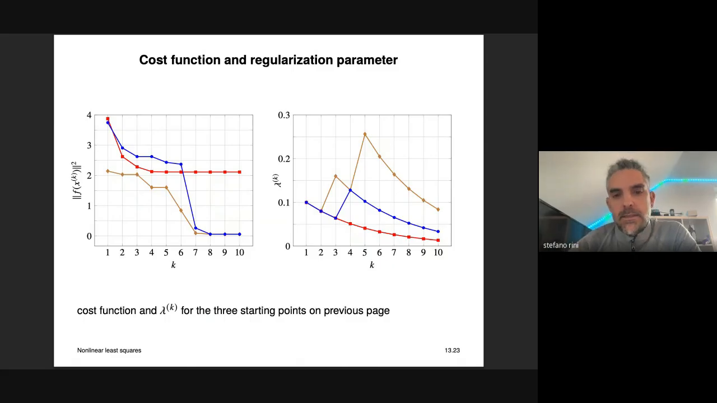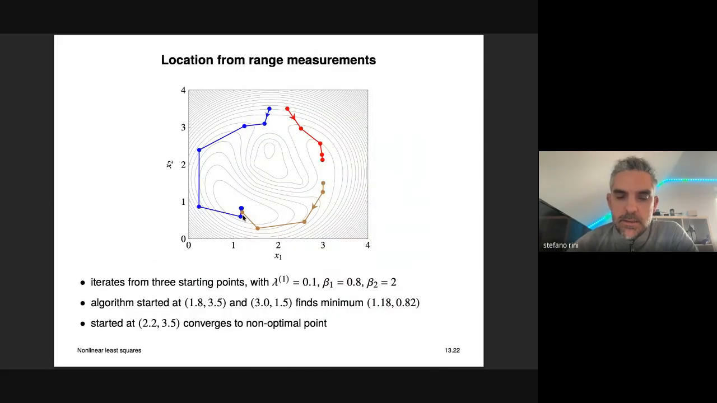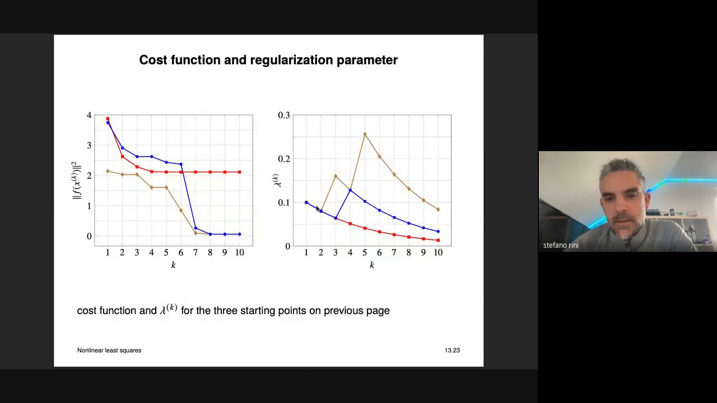This is the normal solution according to various choices of the parameter lambda. So you see the blue is the one that gets close, right? The lambda gets close nicely. The red is more smooth, and the brown is the one that stops too early.